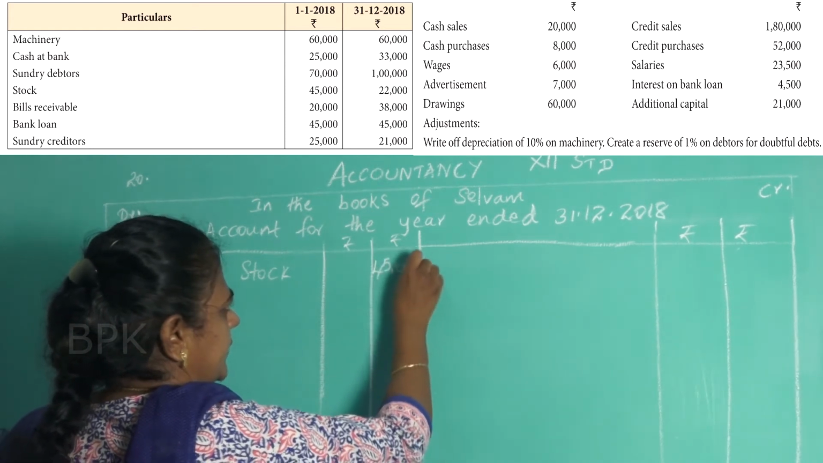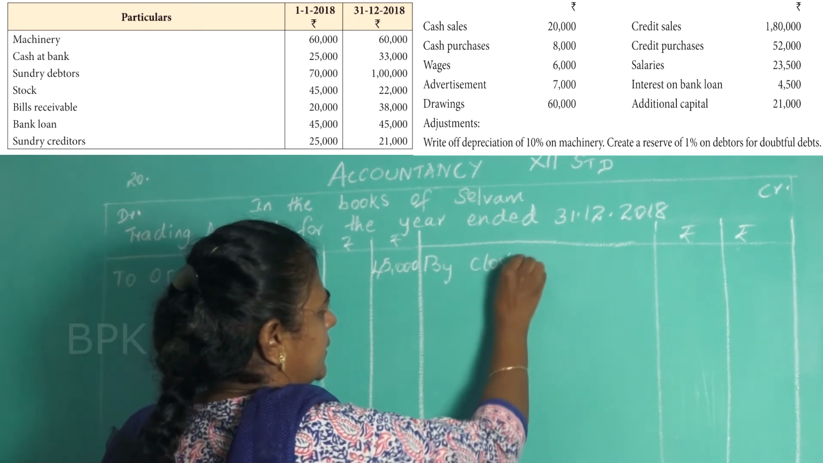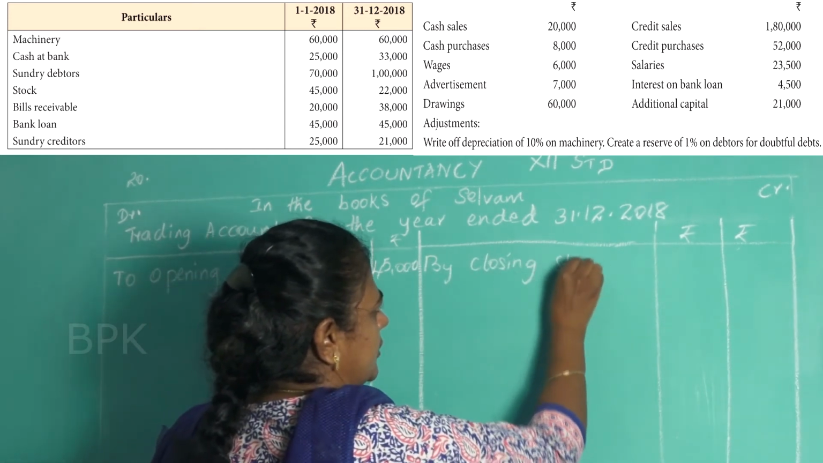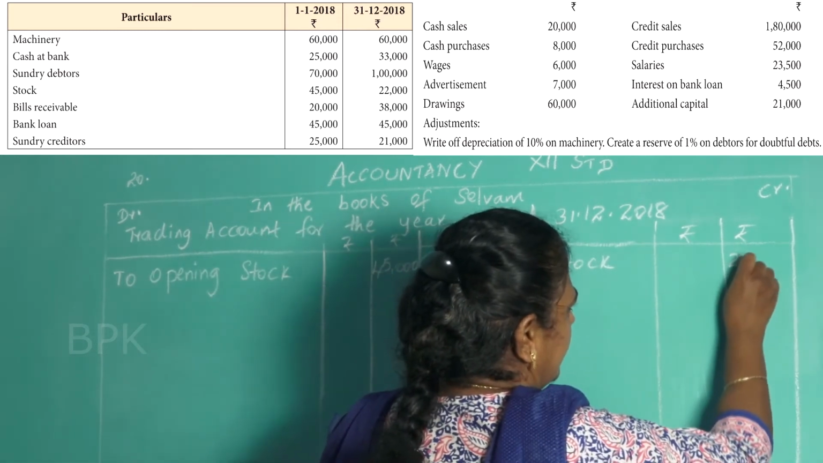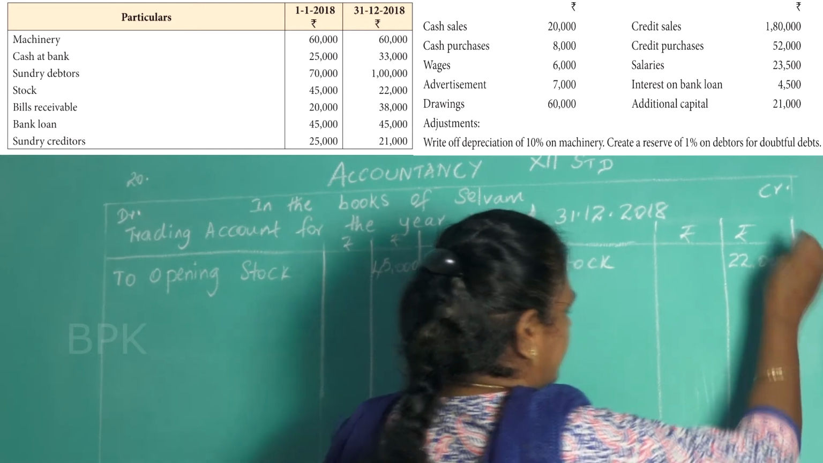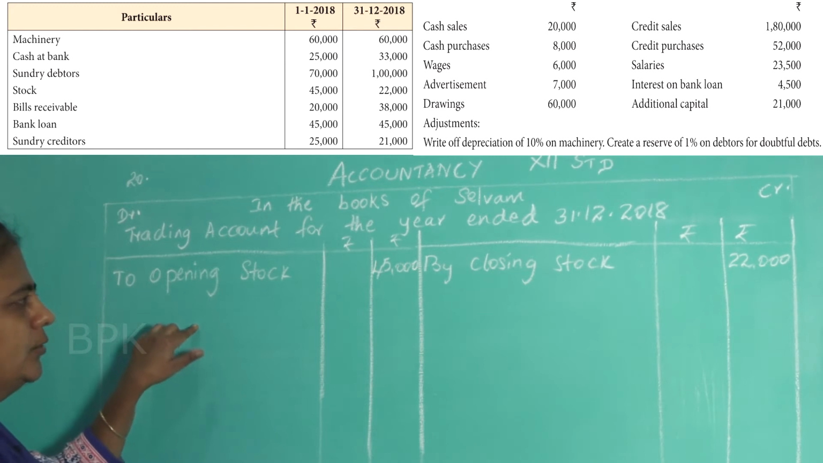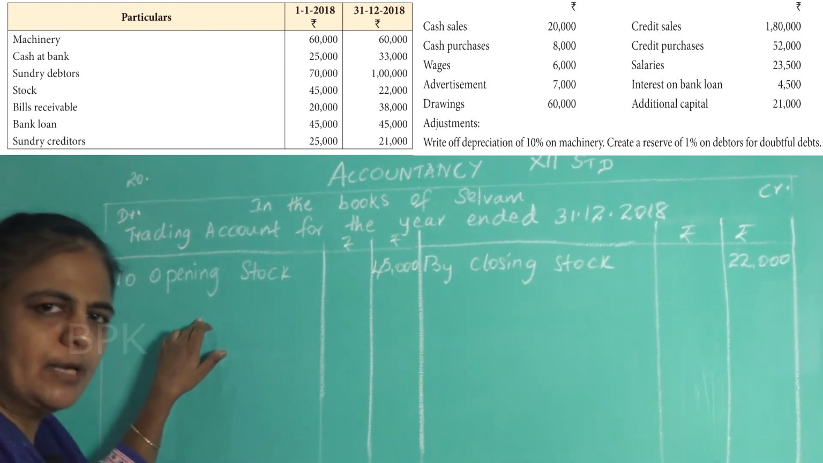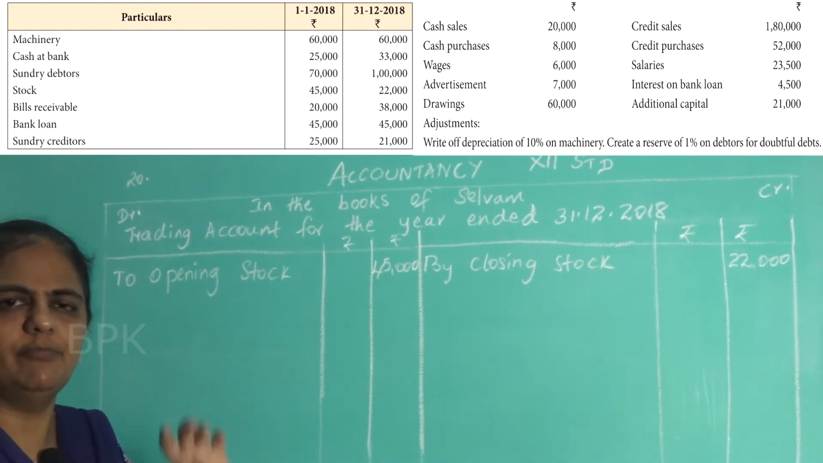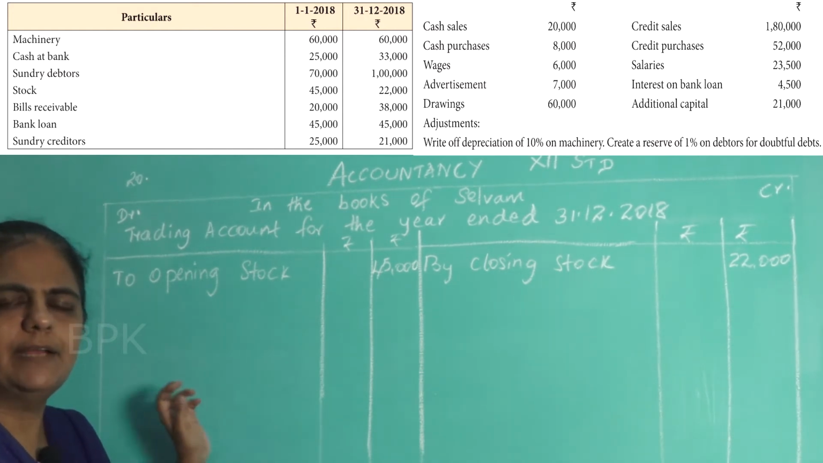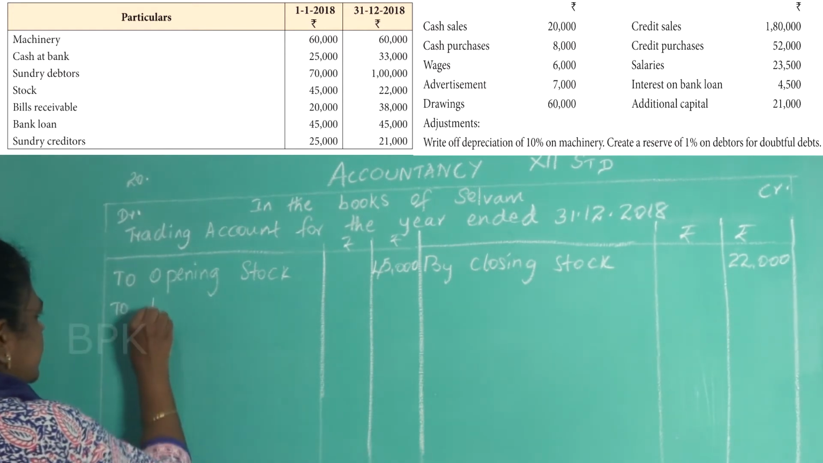$45,000. By closing stock 22,000. Okay. After the opening stock, what do you have to write? You have to write purchases. When you come to purchases, you have to take cash purchases and credit purchases. If both are given, add both, and if there are any returns, subtract that. Okay. To purchases.